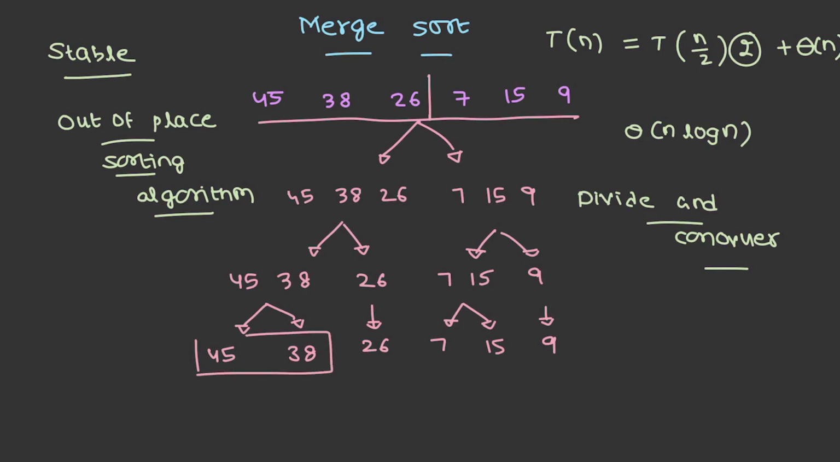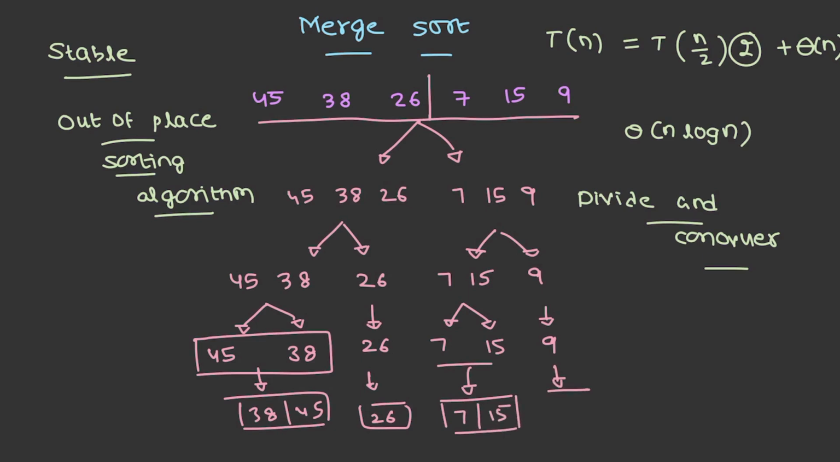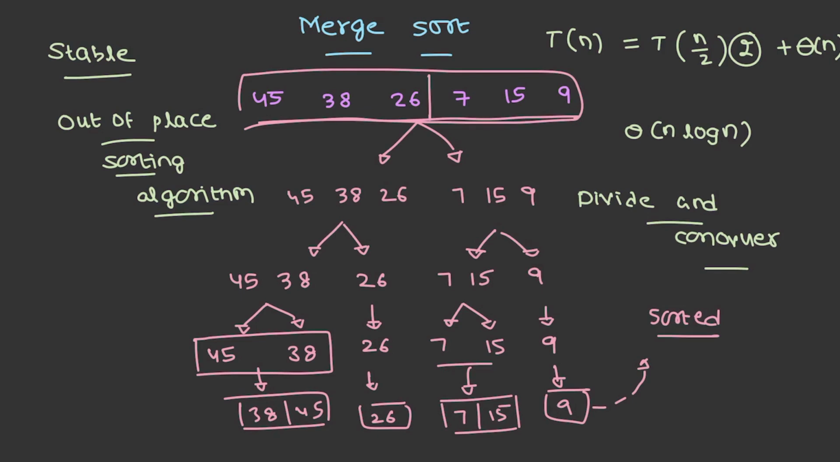Now both of these elements are combined in the actual order. They will be combined as 38 and then 45. This will be as such. Both of these will be combined in the order 7 and 15 and 9. This combination will actually lead to the entire array, and it has to be completely sorted. The process of combining two arrays by sorting them is called merging.